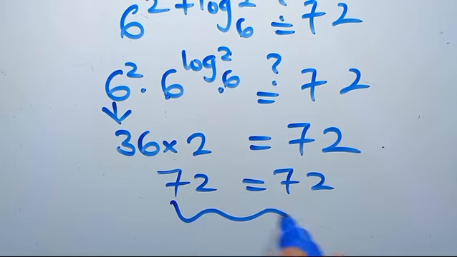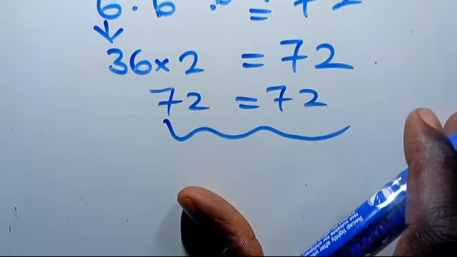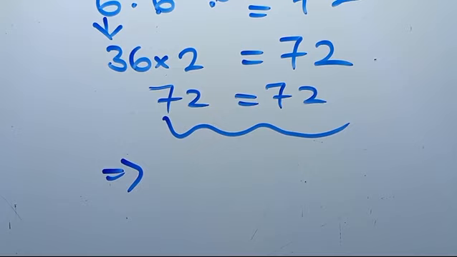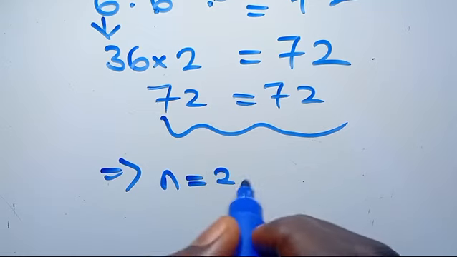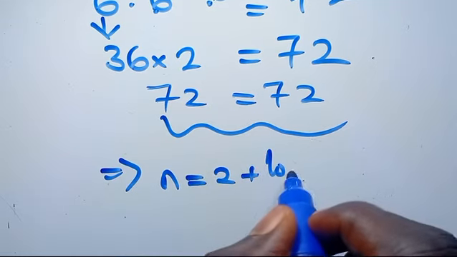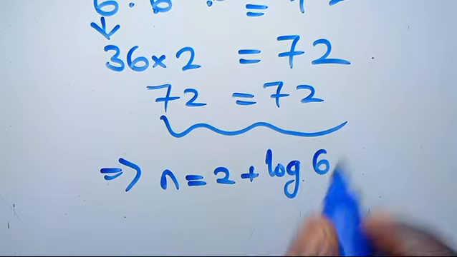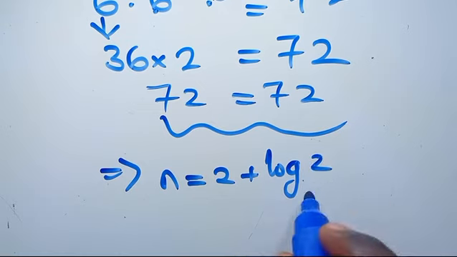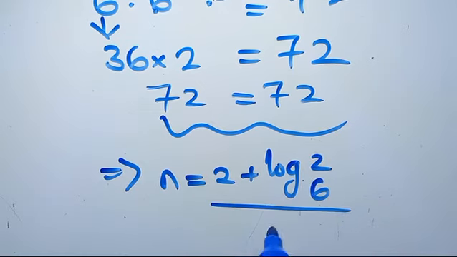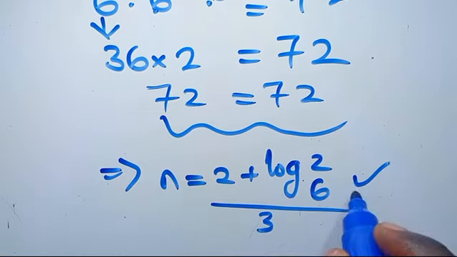And so therefore, this equals to this. And this tells us that n equals 2 plus log 2 in base 6 over 3 is correct.